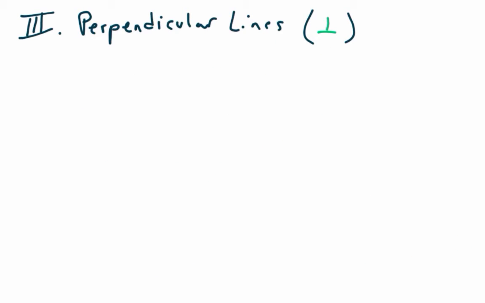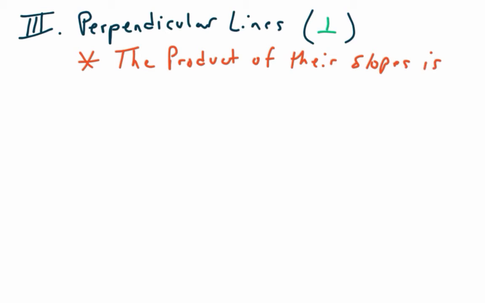Perpendicular lines, the T. The main thing to know for perpendicular lines is this here: the product of their slopes is negative 1. Oh, perpendicular lines are lines that form a 90-degree angle, right? Yes. I was kind of making that assumption. So they're lines that cross at a 90-degree angle. That's the official math definition. If you take the slope of one, take the slope of the other, multiply them by each other, you're going to get negative 1.